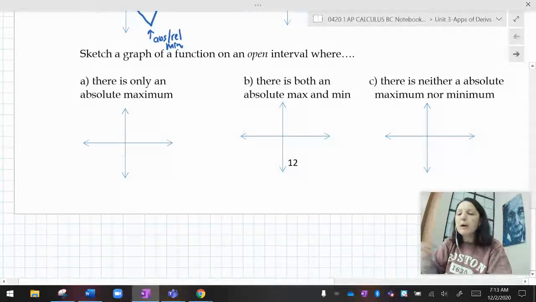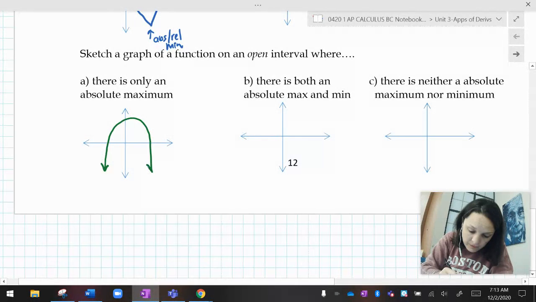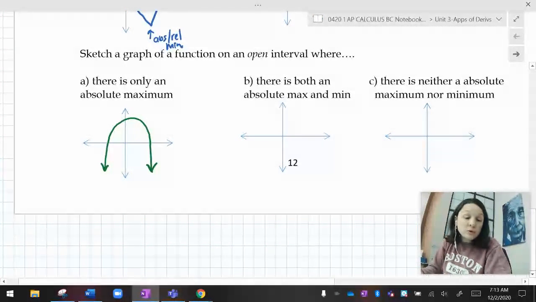Okay, and then what about if you have open intervals, but you're still interested in absolute extrema, which is fine. You could have something where there's only an absolute maximum. One example of that would be this. That's an open interval because it goes from negative infinity, but it's got an absolute max.